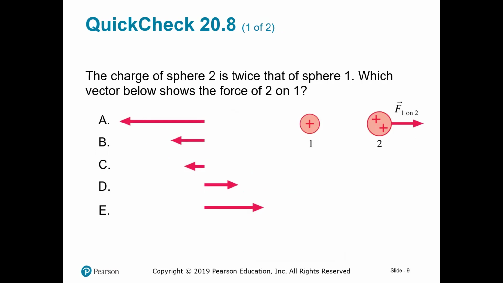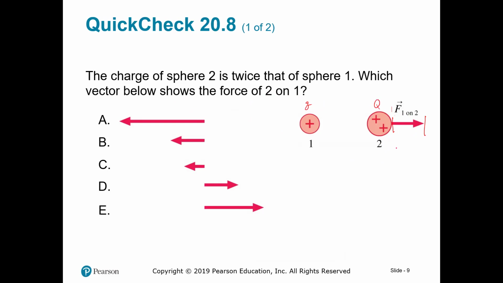So now we have two charged spheres. But the charge of sphere 2 is twice that of sphere 1, so this is 2 times the charge. Which vector below shows the force of 2 on 1? So you already know F1 on 2 is this much. So what is the magnitude of F1 on 2? Let's say the small charge is q, and the large charge on sphere 2 is a large Q.